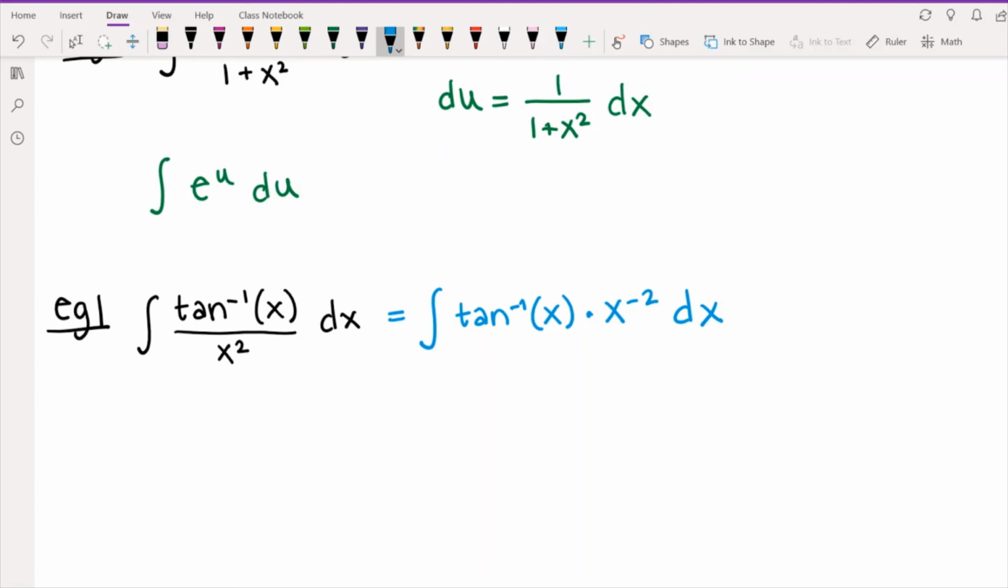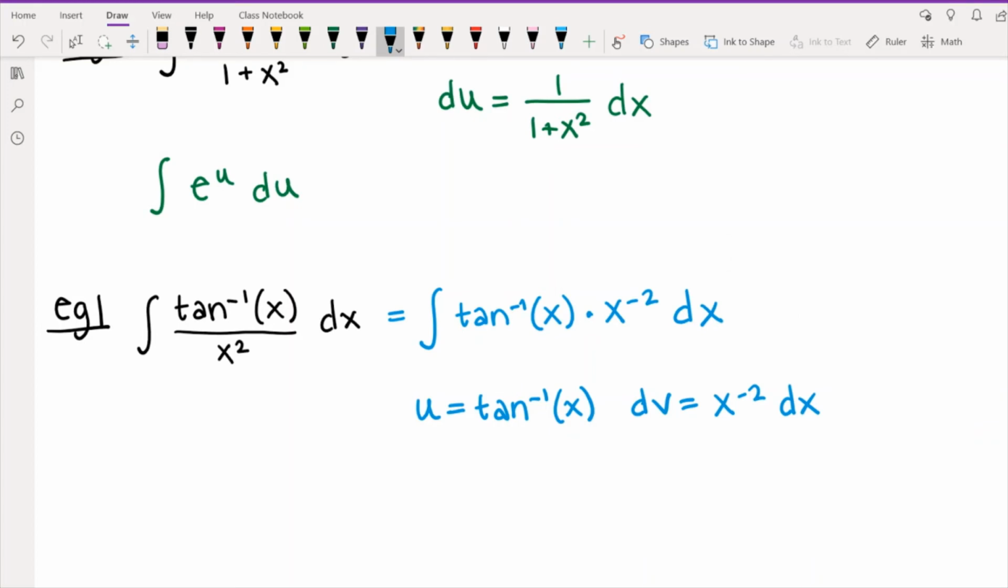And so anytime you're doing integration by parts, if you have inverse trig involved, or if you have a logarithm involved, those are the ones that you're always going to set equal to u. And the reason for that is we don't know the antiderivative of them. So if we let dv equal inverse tangent of x, we'll get stuck. So we have to let u equal inverse tangent of x. So the integration by parts here would be u is equal to inverse tangent of x, and then dv would be equal to x to the negative 2 dx.